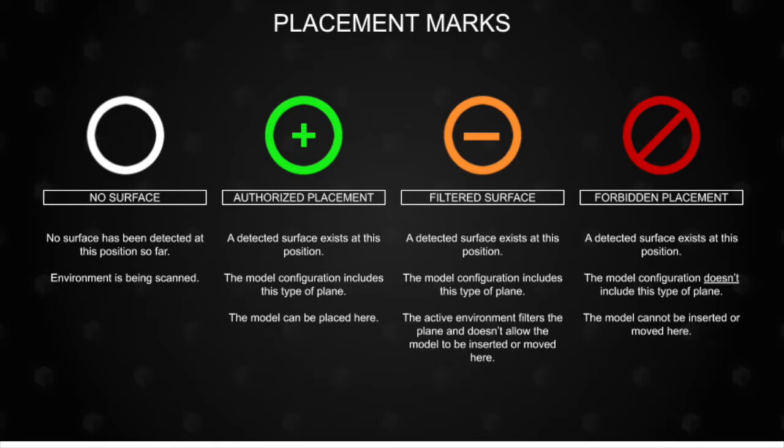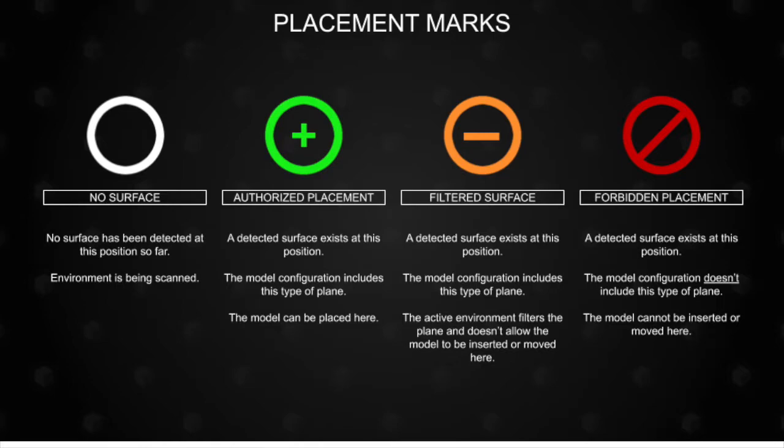The green mark represents a valid position. The behavior parameters of the model make it possible to place it on this surface. You just need to tap the screen to insert the model. The orange mark is for a position where the model could be placed or moved but cannot because the surface type is currently filtered. You will see how the surface filter works later. To insert or move the model there, remember that you just need to include this type of surfaces again.